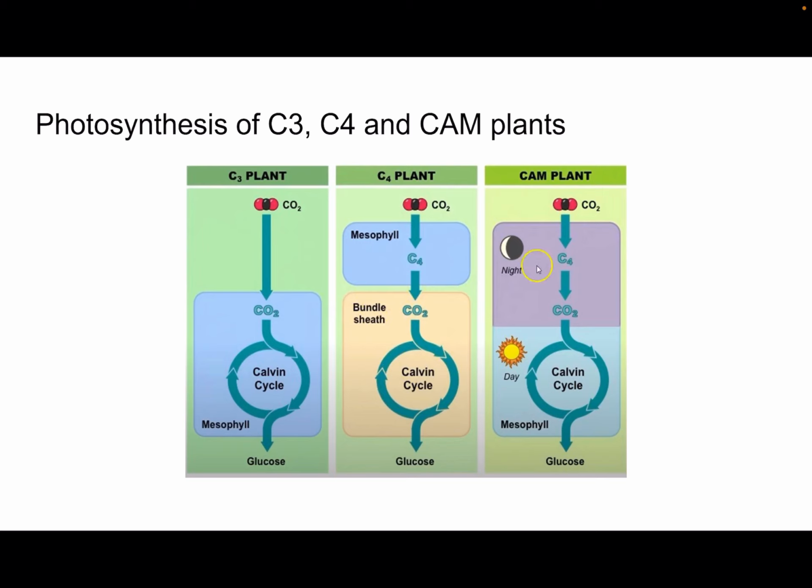CAM plants. Instead of a spatial separation, CAM plants use temporal separation. They open their stomata at night to fix CO2 into organic acids, storing it until daylight when it's released for the Calvin cycle. This method minimizes water loss and helps curb photorespiration under arid conditions.